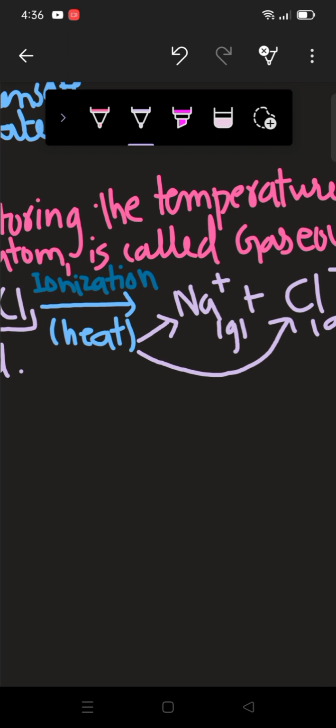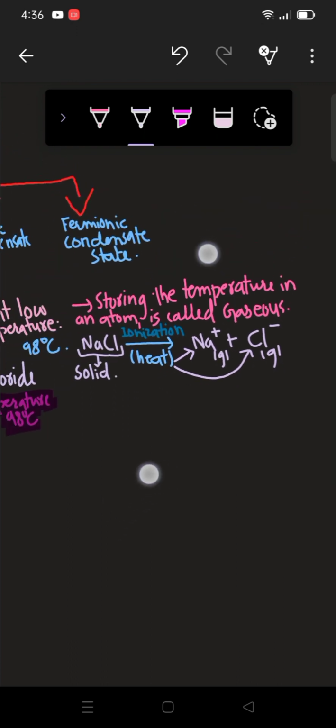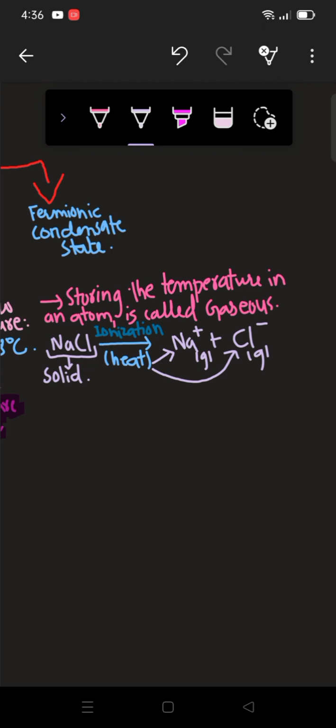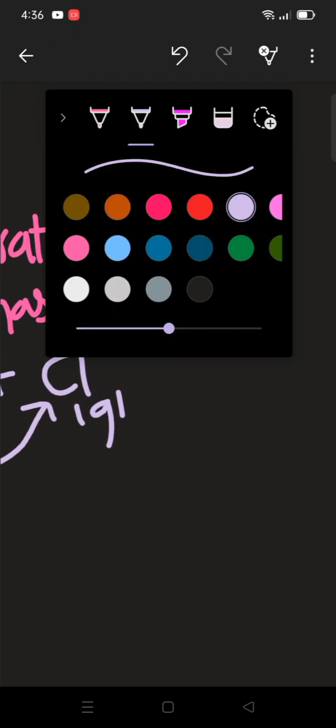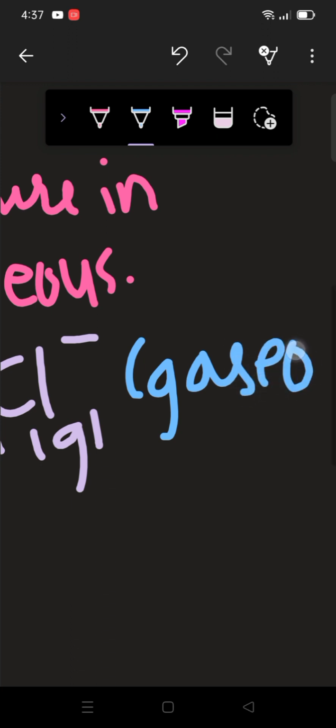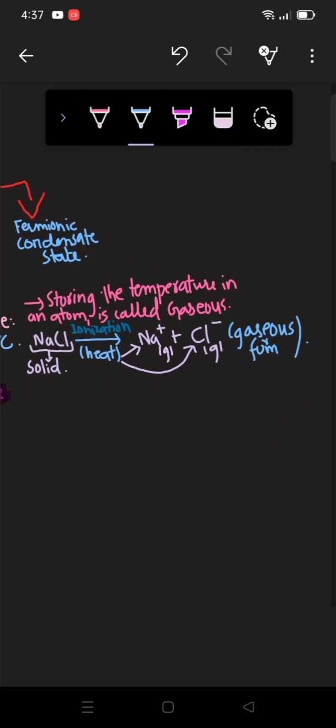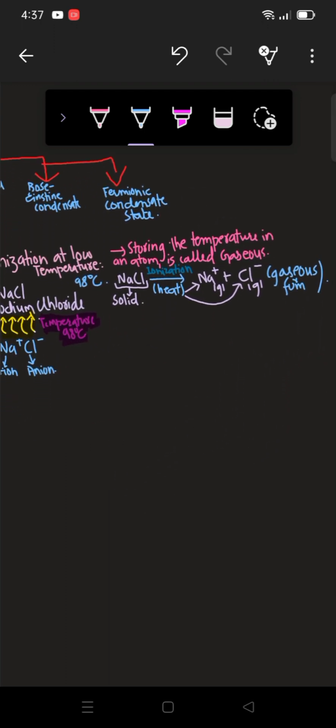So now this is in the gaseous form. The heat is stored in the chloride atom or element, so this is in the gaseous form now. So what does gaseous mean? The storing of the temperature or the heat in an atom or an element is called the gaseous form. So this is basically the gaseous form. Now let's go with water.